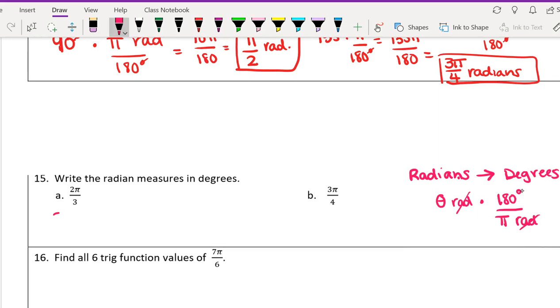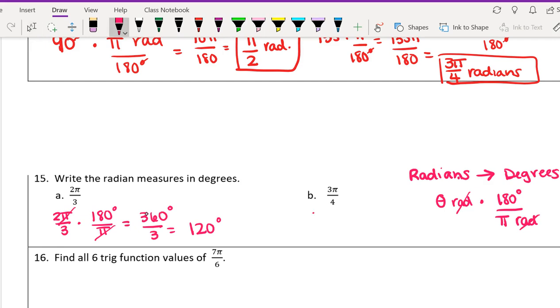Okay, so if I take 2 pi over 3 times 180 degrees over pi, the pi ends up canceling out because there is 1 in the numerator and 1 in the denominator. I end up with 2 times 180 is 360 degrees over 3, which is just equal to 120 degrees.